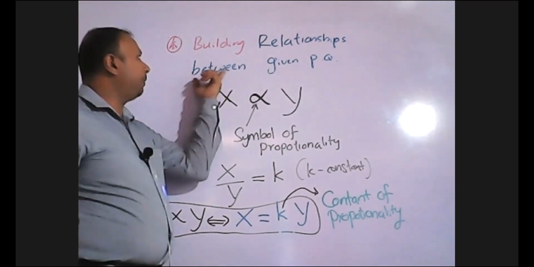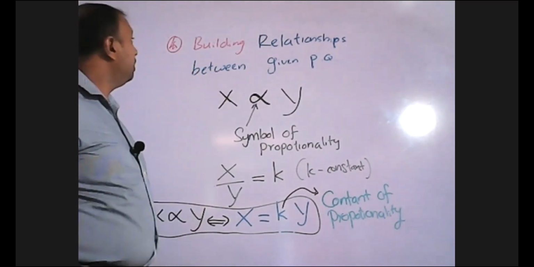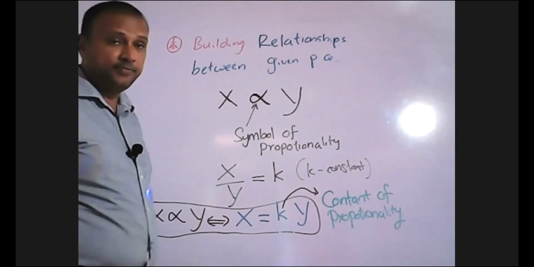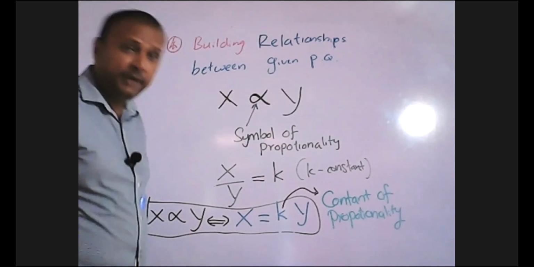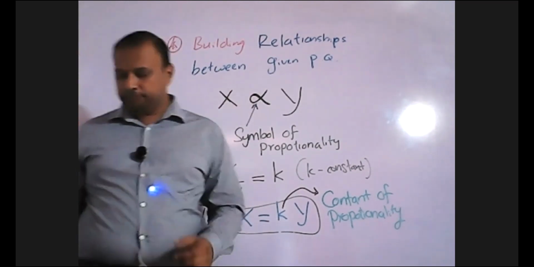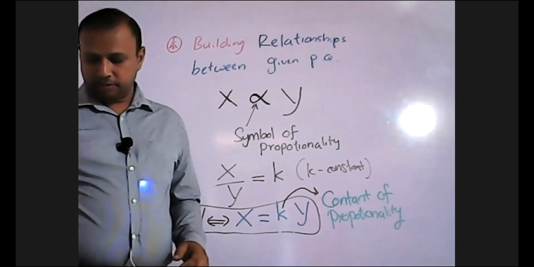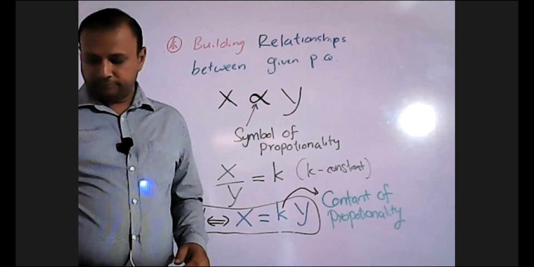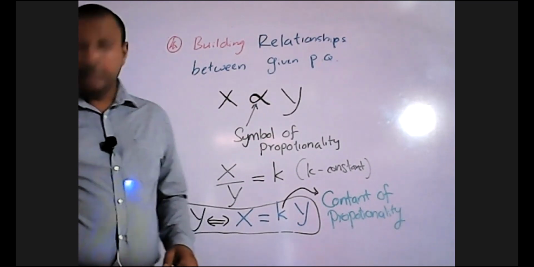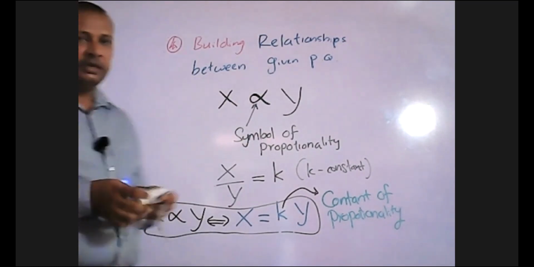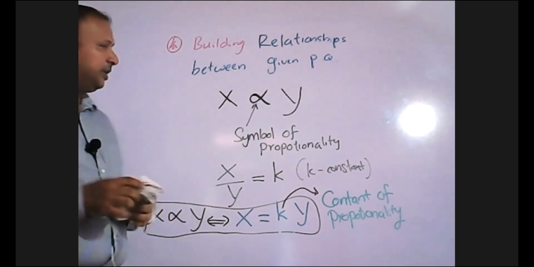Write the main topic: Application number 4, building relationship between given physical quantities. That is our main topic. Under that topic, the subtopic is direct proportionality.